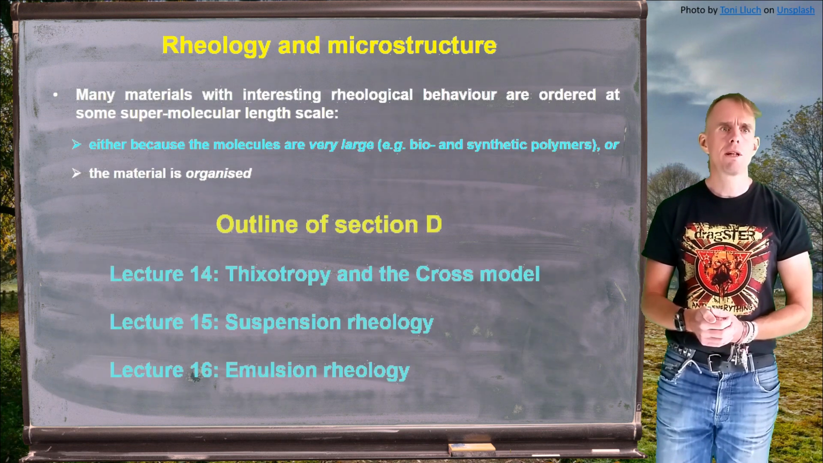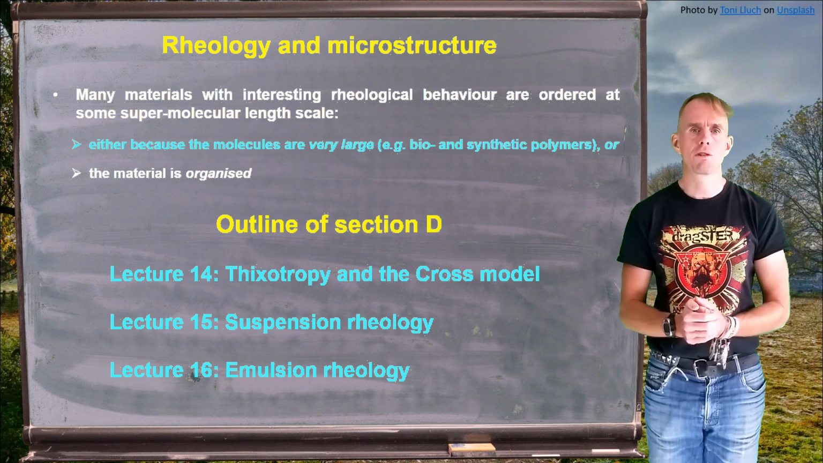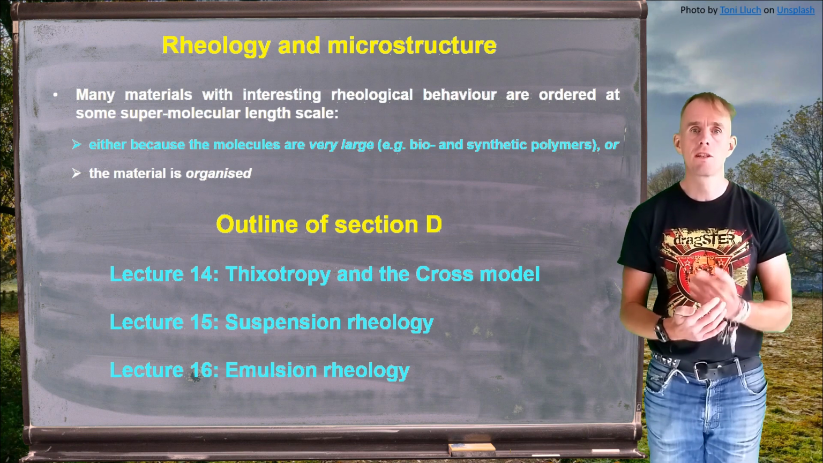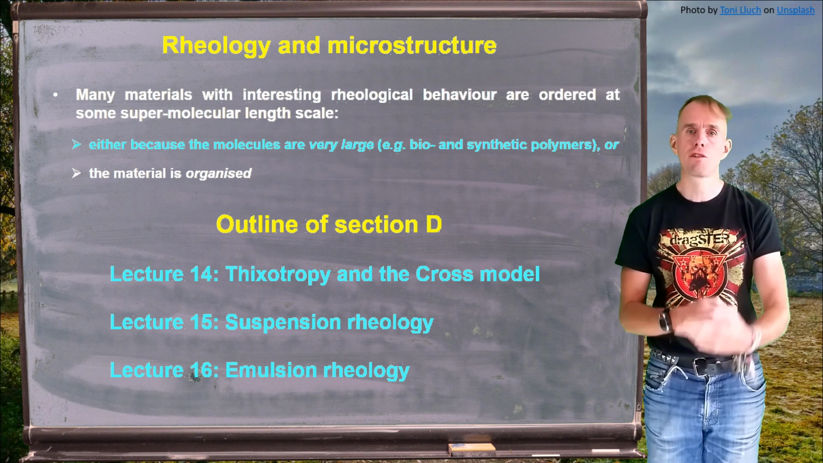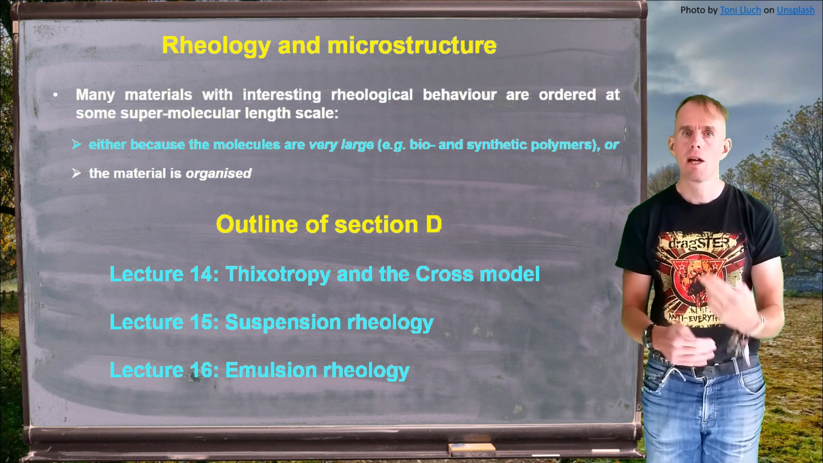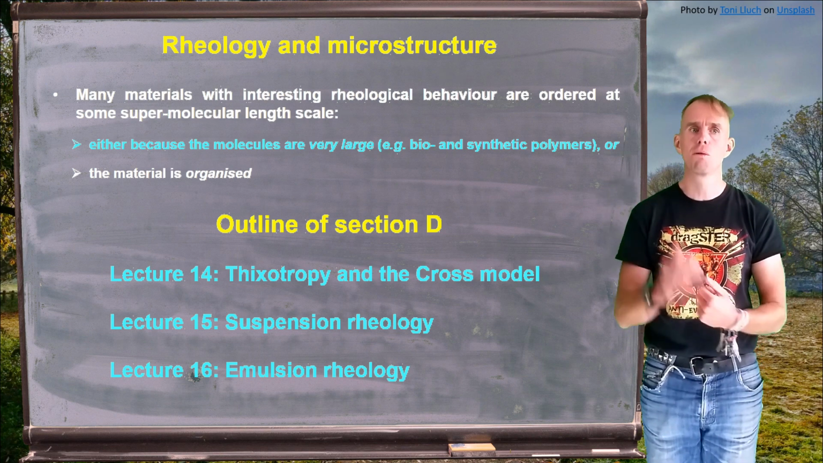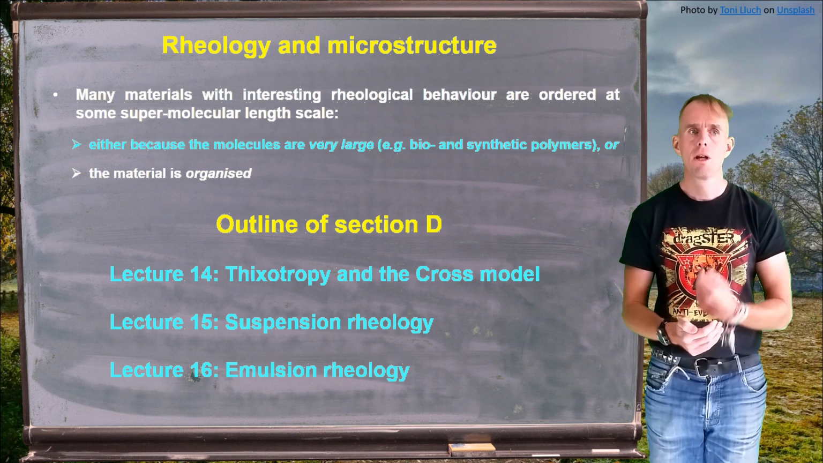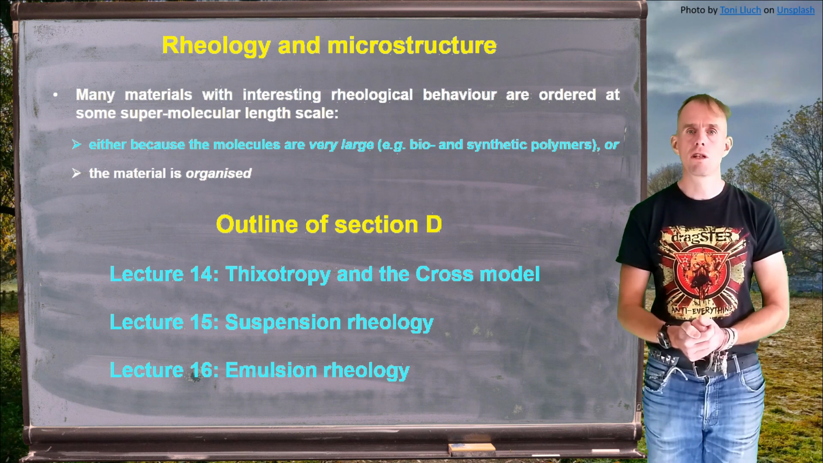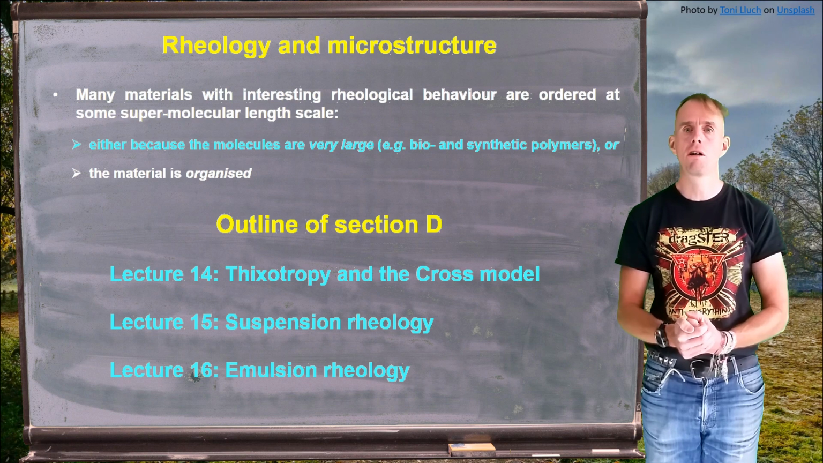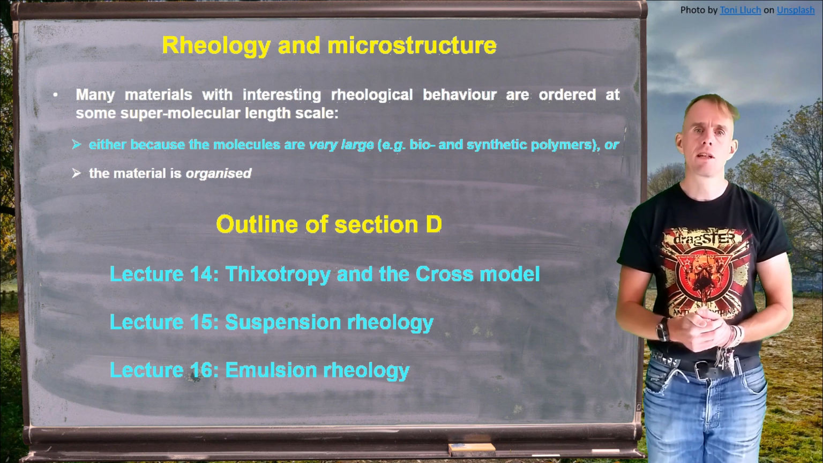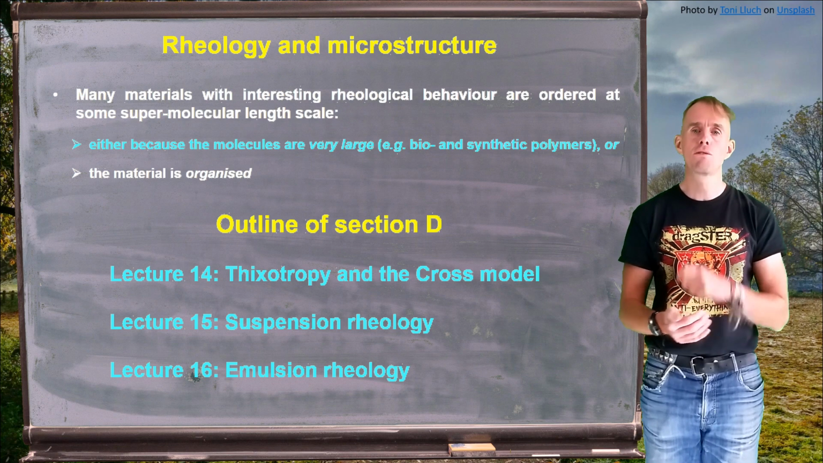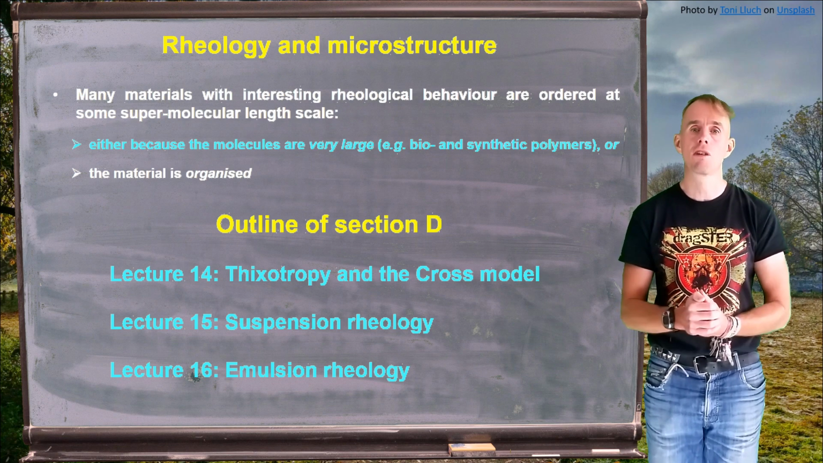So, what we're going to see in this part of this course are 3 lectures. The first lecture examines the concept of thixotropy, where viscosity varies as a function of shear rate and time. And we're going to introduce a model called the cross model to describe that. Lecture 15 looks at the rheology of suspensions. Now, suspensions are mixtures of solids in a liquid. And lecture 16 is going to examine emulsions, which is where you have 2 different immiscible liquid phases together.